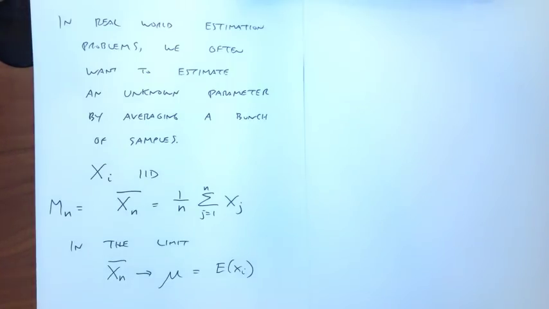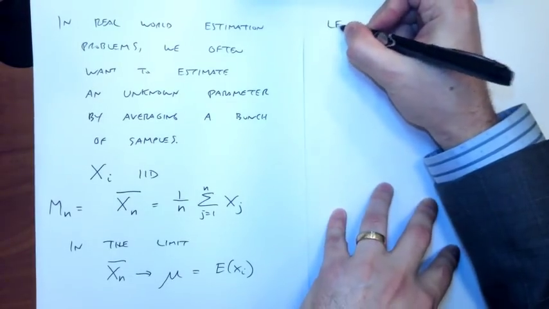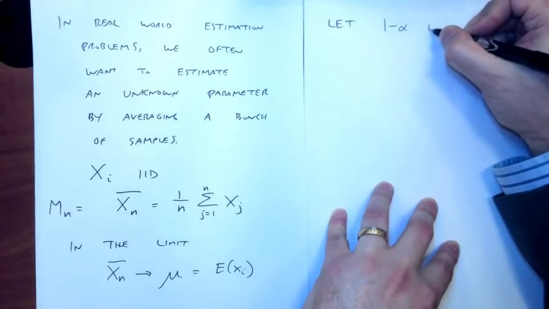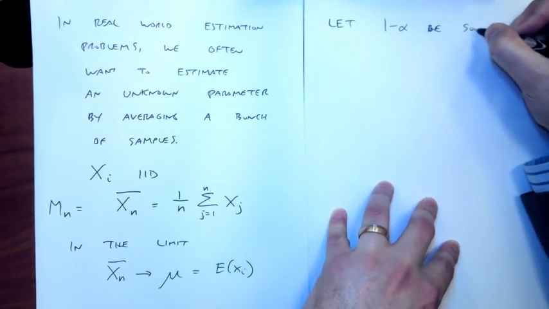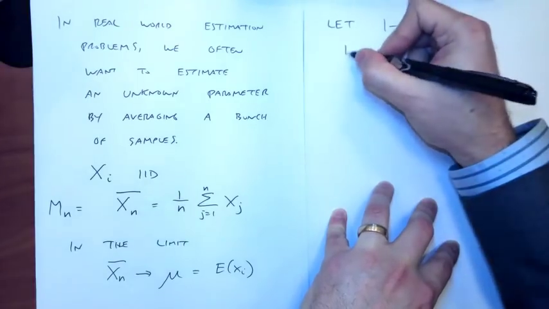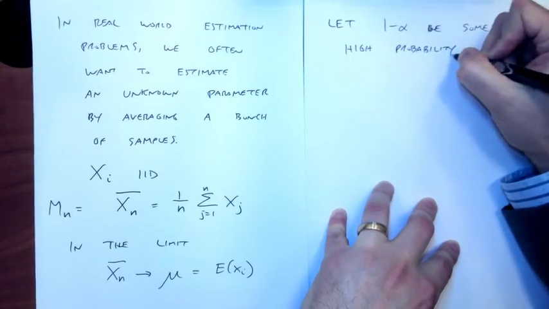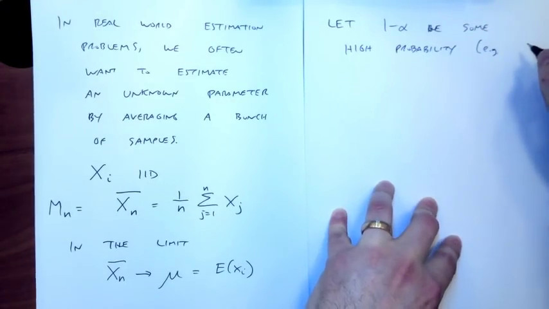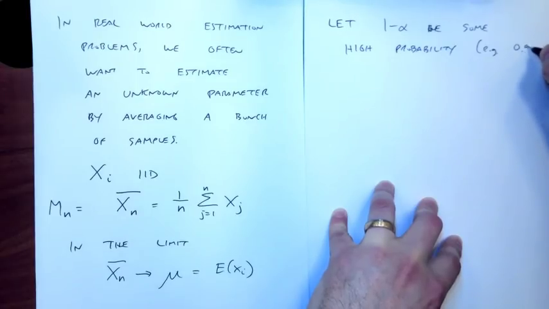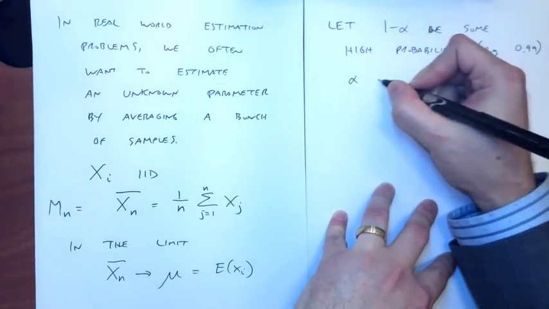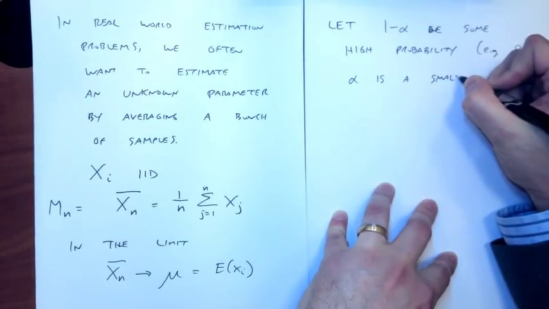But we'd like to know how good that estimate is, right? How accurate it is for a given n. And this is usually posed as something like this. So let's let 1 minus alpha be some pretty high probability. For example, we may want this probability to be like 0.99. So that means that alpha is a small number, okay, just as a setup.